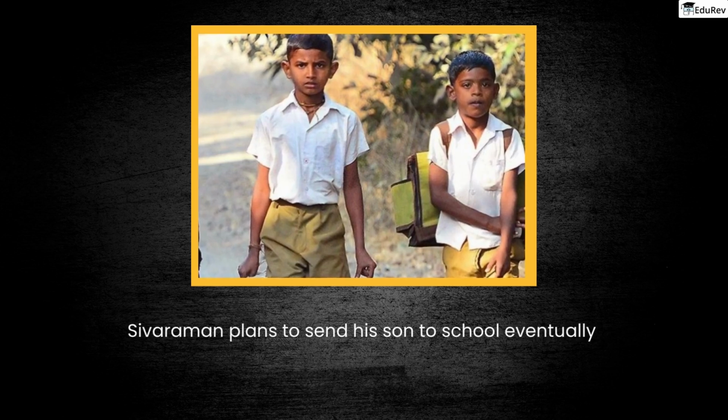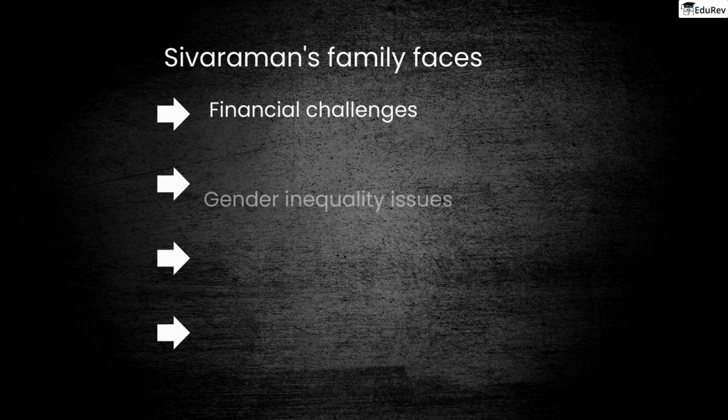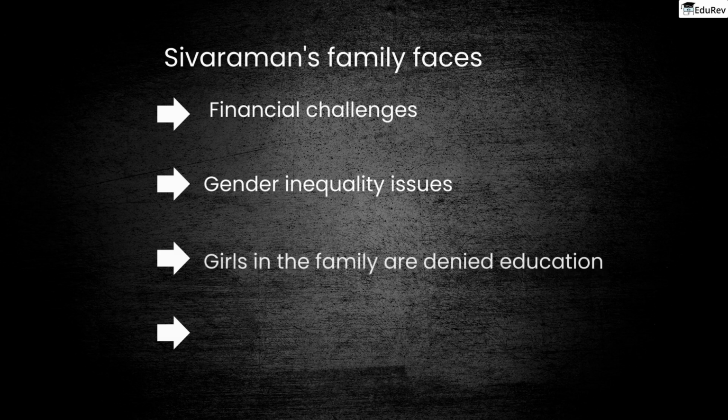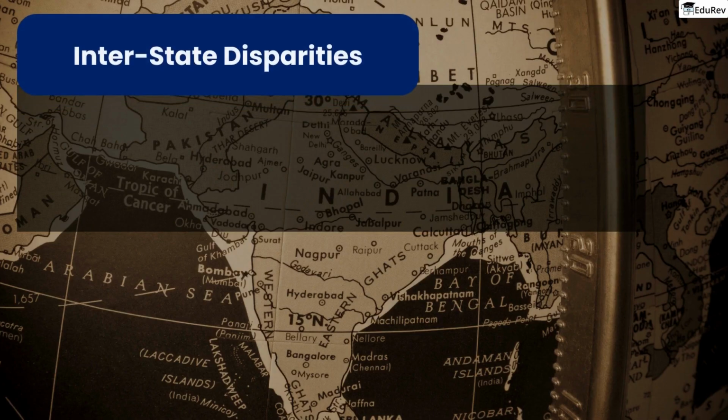What can we conclude with this story? Sivrama's family faces significant financial challenges and gender inequality issues. The girls in the family are denied education, and the female members face difficulties in their relationships and roles within the family. Now that we've grasped the concept of vulnerable groups, we will move to the topic interstate disparities.